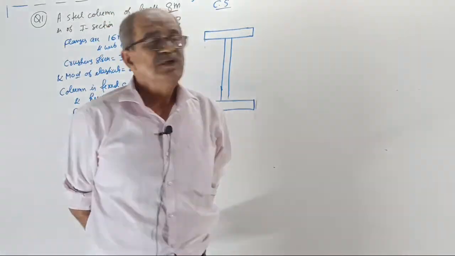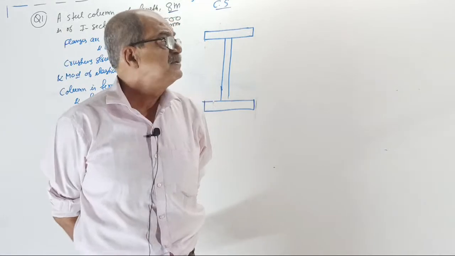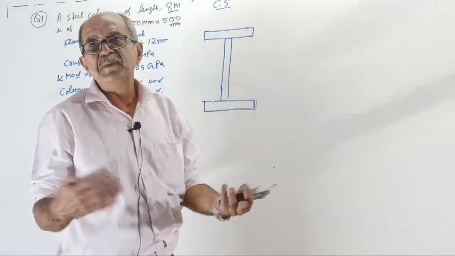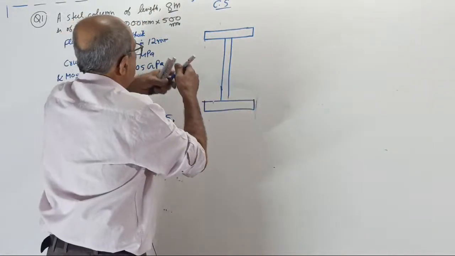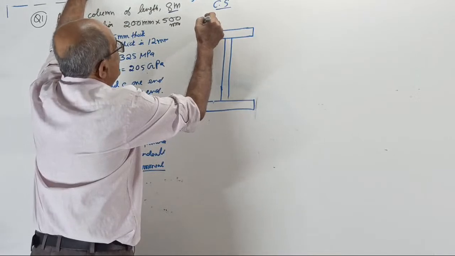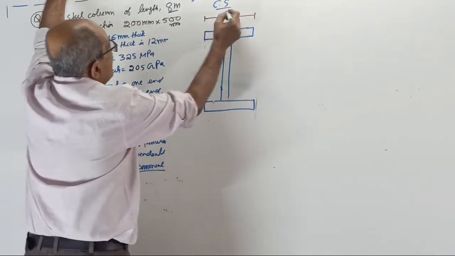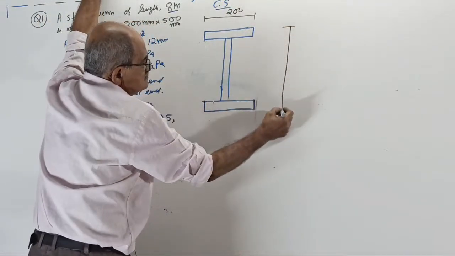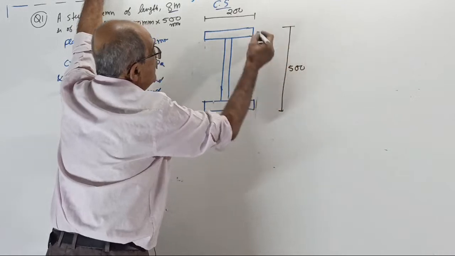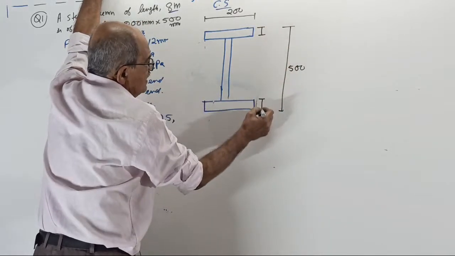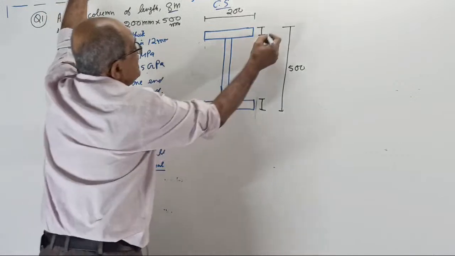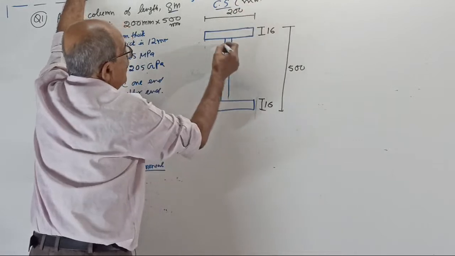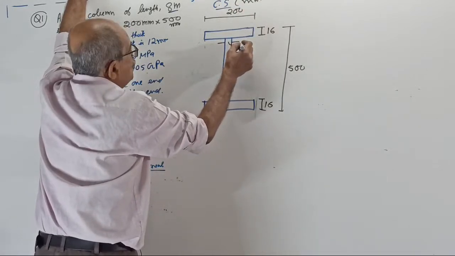And one more thing, usually in examinations, if any student is watching, they don't give an unsymmetrical section for a column. They give symmetrical, so you can use it. Now I will put the dimensions here. This dimension is 200, they told. Then 500 is the overall depth. They told flanges are 16 thick. All dimensions are in millimeter. Remember, web thickness is 12 mm.